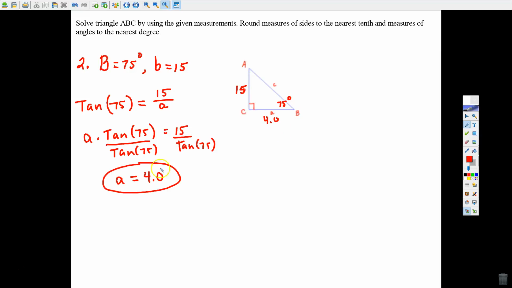We also know what angle A is, right? Because that's just going to be, once again, 180 minus 90 minus 75. And so angle A is 15 degrees. Okay, so all that's left is to find this side C. And once again, I'm going to stay away from the Pythagorean theorem. I like to get as precise a measurement as I possibly can, and we rounded this decimal, so I don't like to rely on those.